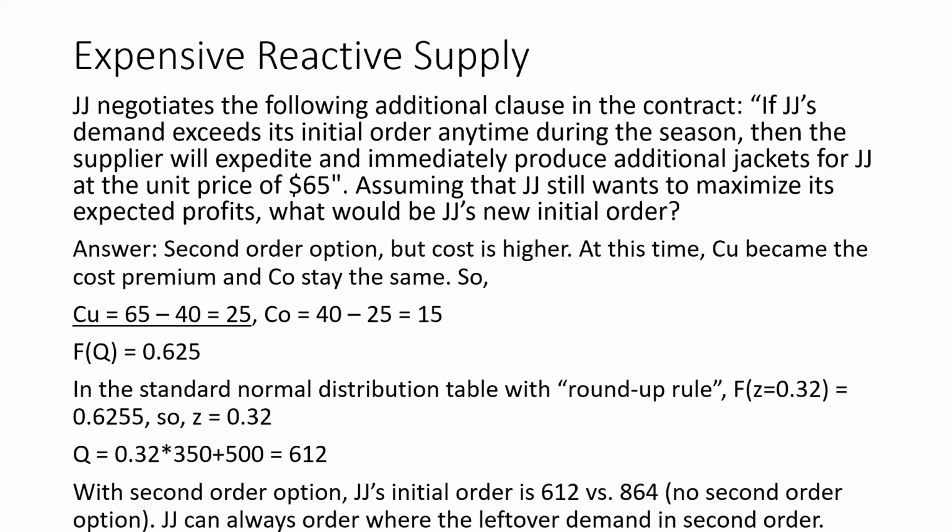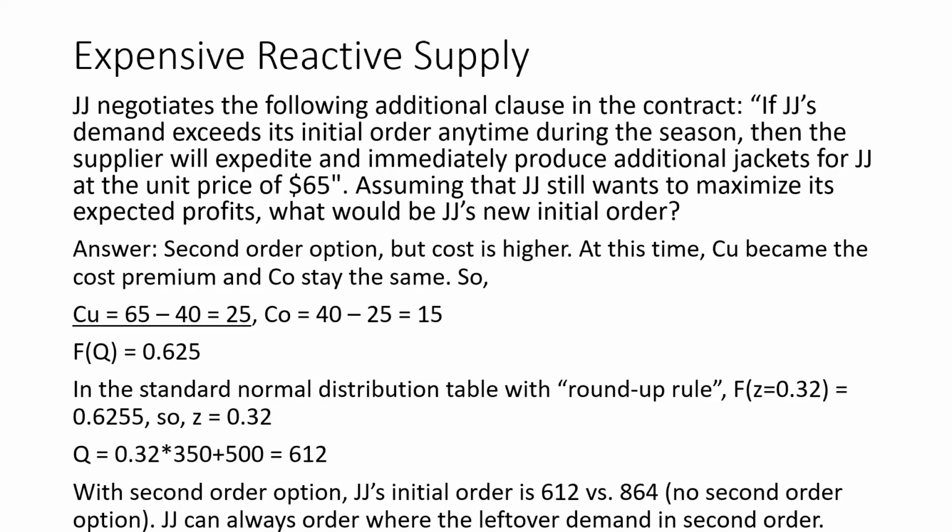CU becomes a cost premium and the CO stays the same. So CU is equal to the premium. Premium is the difference between the new price and the old price. So it's going to be 65 minus 40 equals 25. And CO stays the same, so 40 minus 25 salvage equals 15.